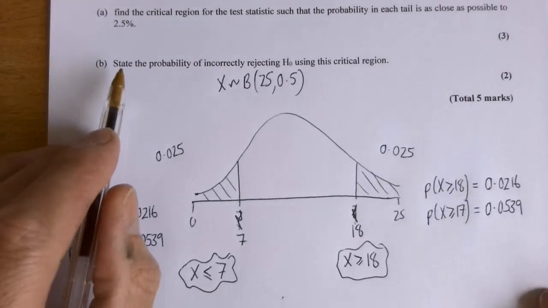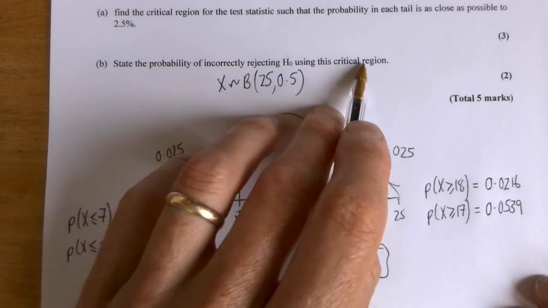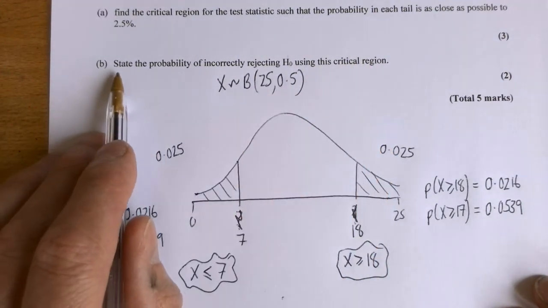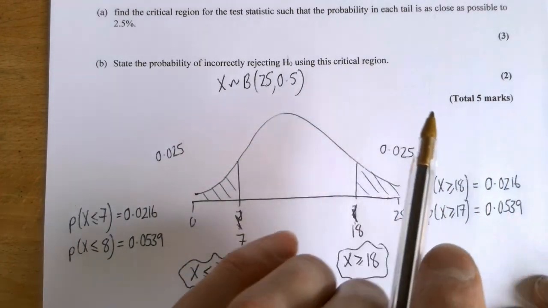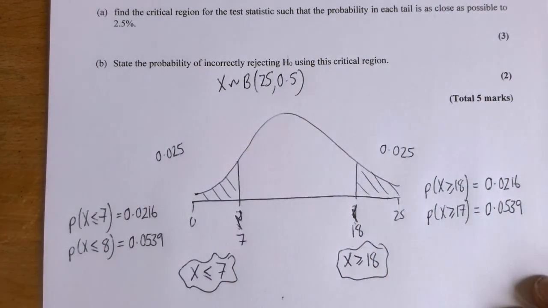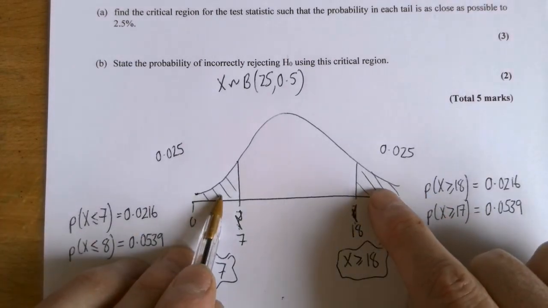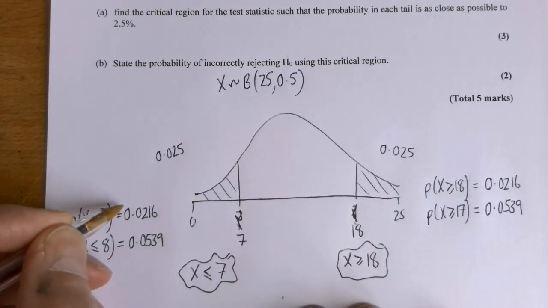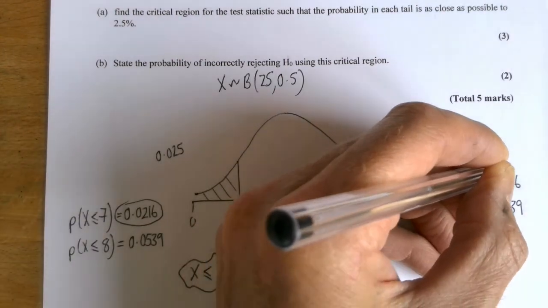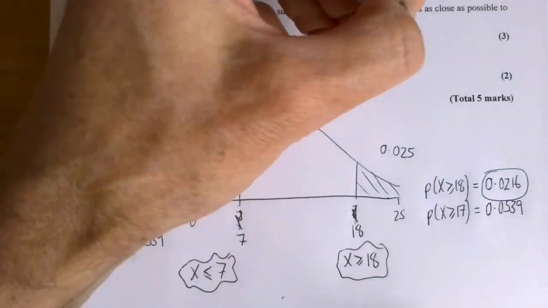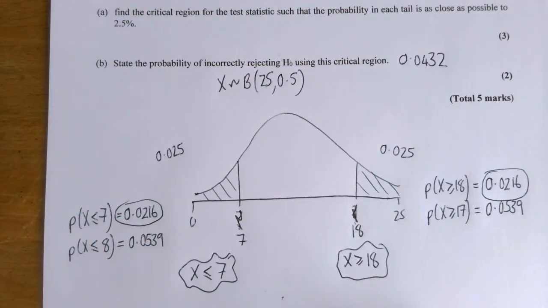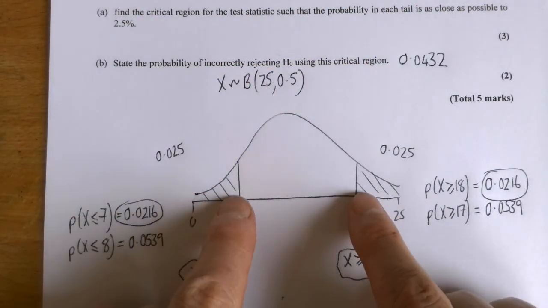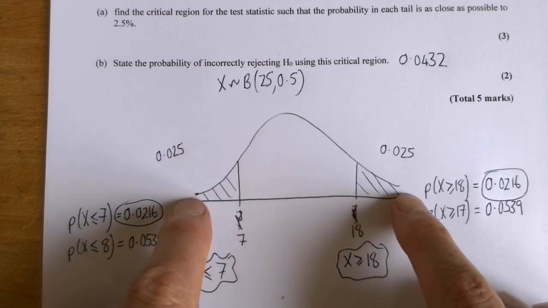And the last part of the question, remember, can be asked in one of two ways. It can be asked in this way, or they may ask, what's the actual significance level in this case? And the answers to both questions are the same. It's these two probabilities added together. So it's this probability and this probability added together, which is 0.0432.